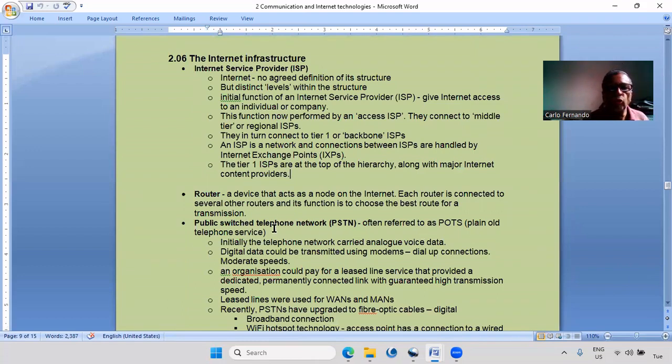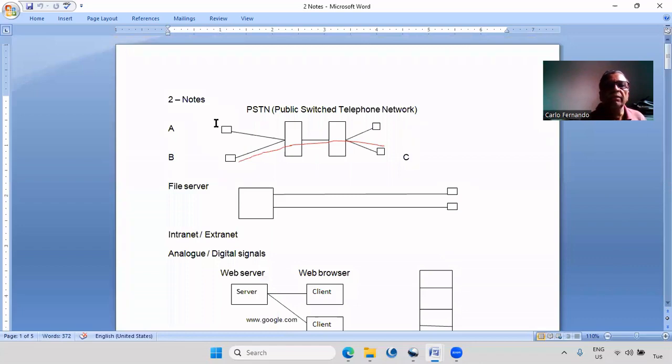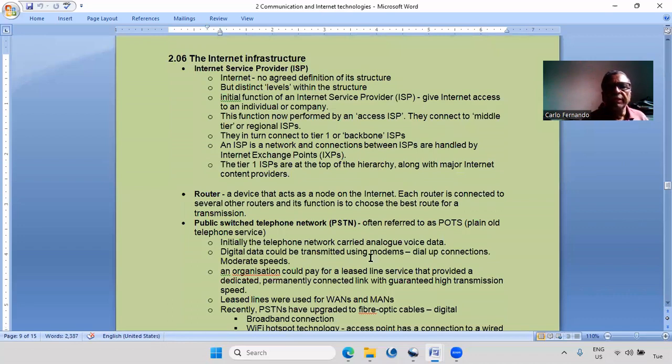It's also called plain old telephone service, abbreviated POTS. Initially, the telephone network carried analog voice data, only for voice, because digital signals were not developed at that time. Then the computers wanted to use them. Digital data could be transmitted using modems. You are still using the normal telephone lines, but the computer sends digital data.